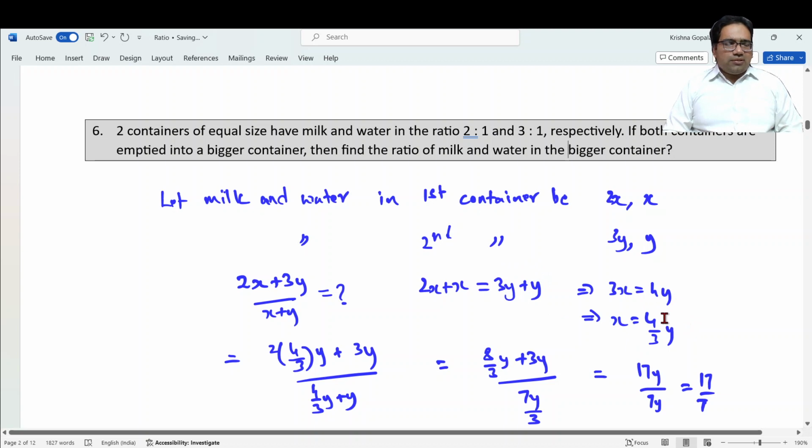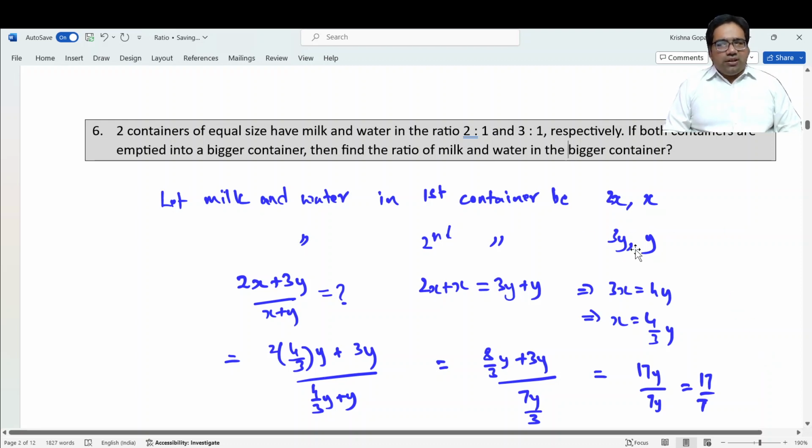Let's substitute x equal to 4 by 3 y in this. So 2 into 4 by 3 y plus 3y, by 4 by 3 y plus y. This is the value that we have to find out. This becomes 8y by 3 plus 3y, by 7y by 3, which is equal to 3 3s are 9 plus 8, 17y by 7y. y will get cancelled, 17 by 7. Okay.